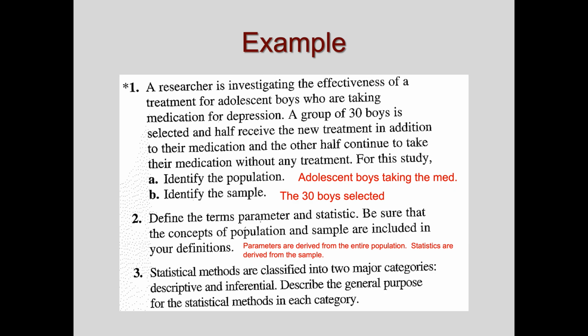Statistical methods are classified into two major categories: descriptive and inferential. Describe the general purpose for statistical methods in each category. Descriptive stats summarize data, and inferential stats derive from a small group and apply it to a bigger group.